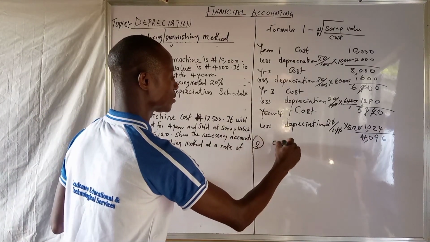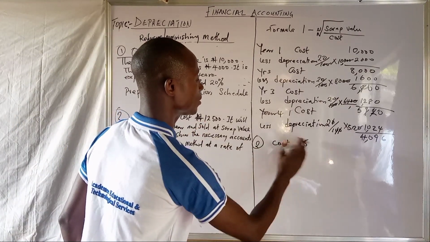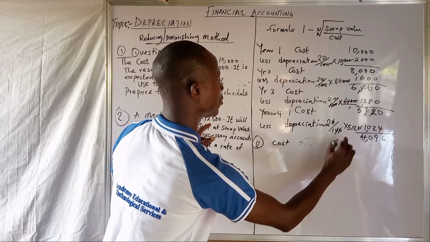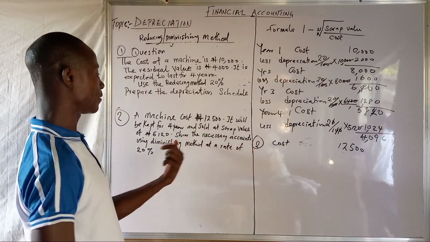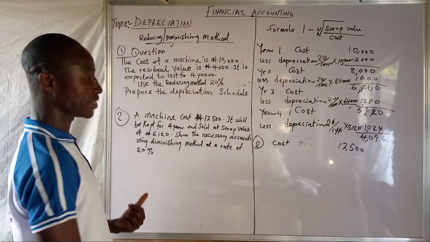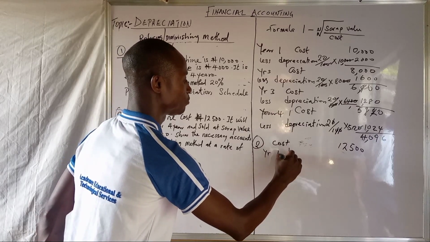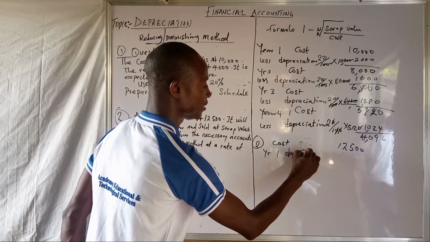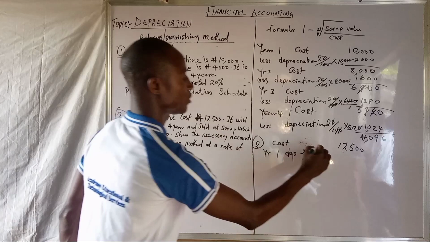The cost is 12,500. Then let's look at the percentage we are given. That's 20. So year one depreciation, I abbreviate that depreciation, which is going to be 20 over 100 multiplied by 12,500.